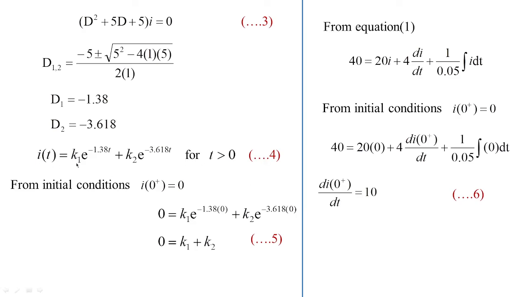So I am treating this as equation 6. Once I am done with this, I am going to differentiate equation 4. Which is equation 4? This is equation 4: i of t is equal to k1 e to the power of minus 1.38t plus k2 e to the power of minus 3.618t. So I'm differentiating equation 4. I'm going to get di by dt equal to k1, and the differentiation of e to the power of minus 1.38t is e to the power of minus 1.38t multiplied with minus 1.38. Similarly, k2 is a constant, and the differentiation of e to the power of minus 3.618t is e to the power of minus 3.618t multiplied with minus 3.618. Is this clear?